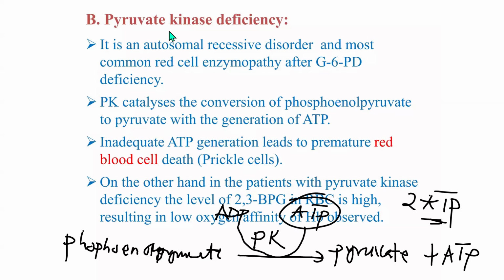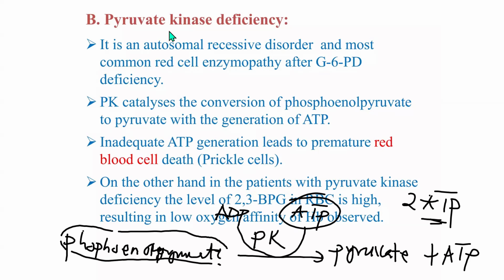On the other hand, in patients with pyruvate kinase deficiency, the level of 2,3-bisphosphoglycerate in the red blood cell is going to be very high, resulting in the low oxygen affinity of hemoglobin observed. Of course, if this enzyme is deficient, it means that there will be a substrate accumulation. The substrate that will be accumulated, of course, is phosphoenolpyruvate.